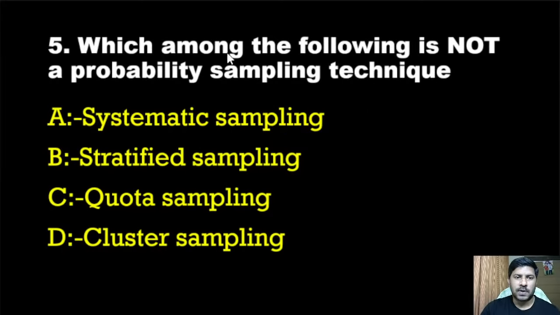Fifth question. Which among the following is not a probability sampling technique? Systematic sampling, stratified sampling, quota sampling, cluster sampling.